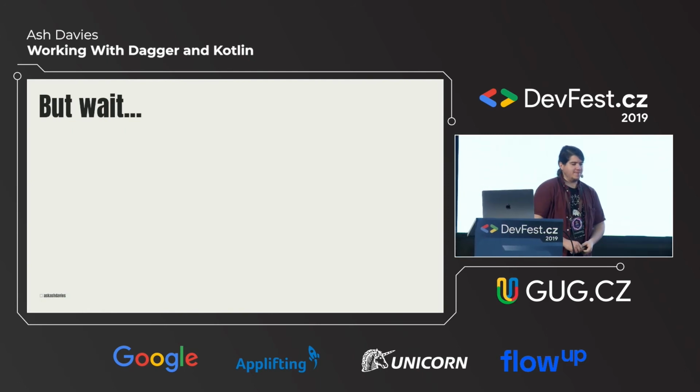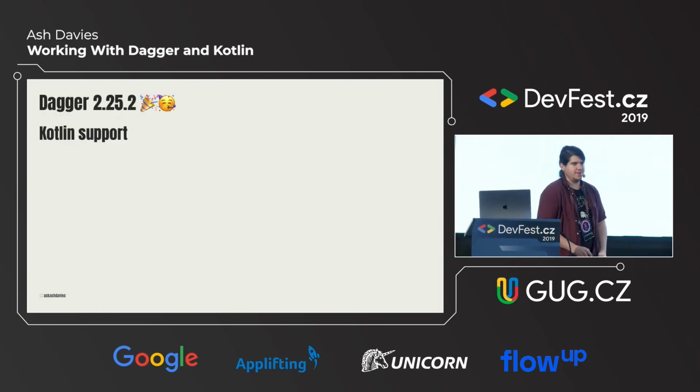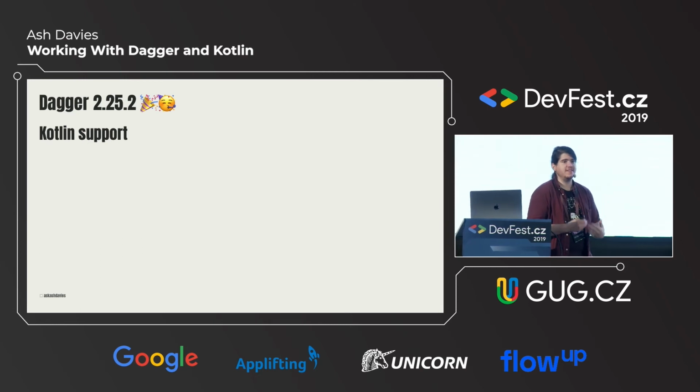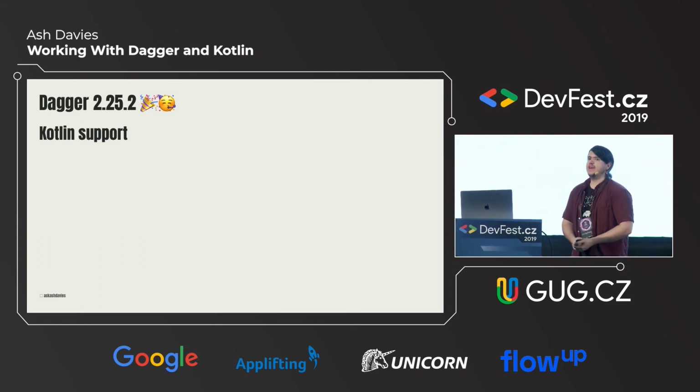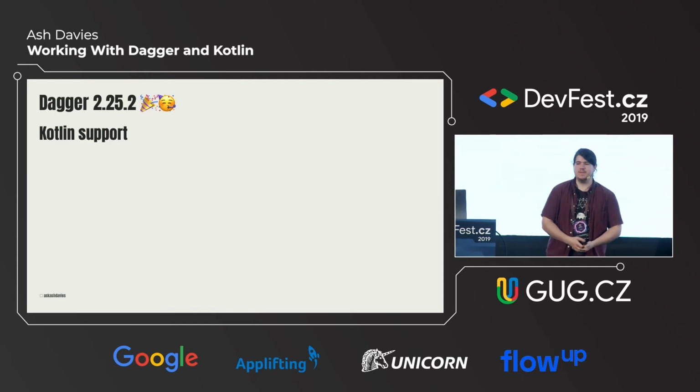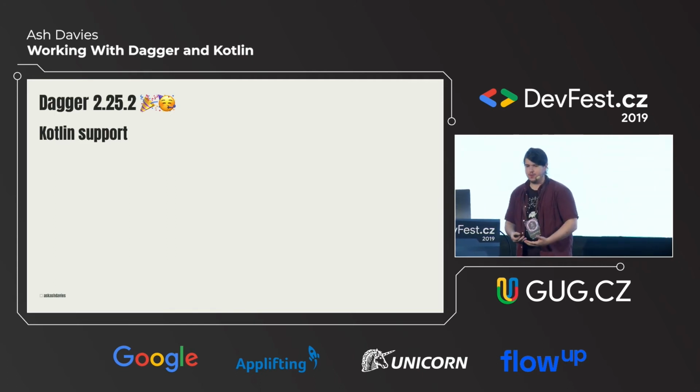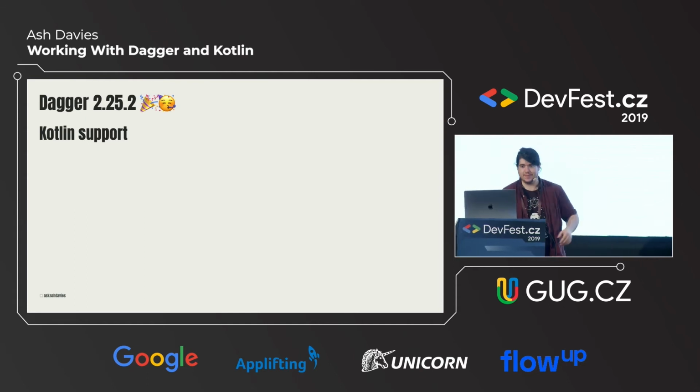In Dagger version 2.25.2, we are now starting to see Kotlin support. This is incredible. We had the announcement at the Android Developer Summit, and this was met with a lot of support and a lot of celebration. We were all drinking, it was great.